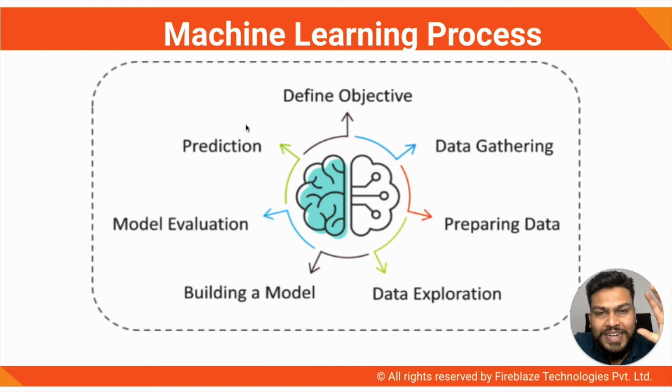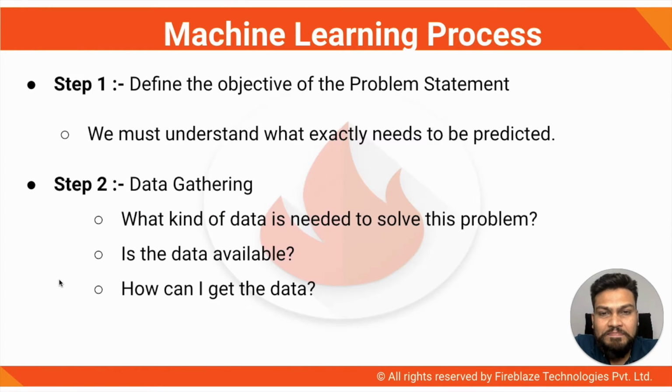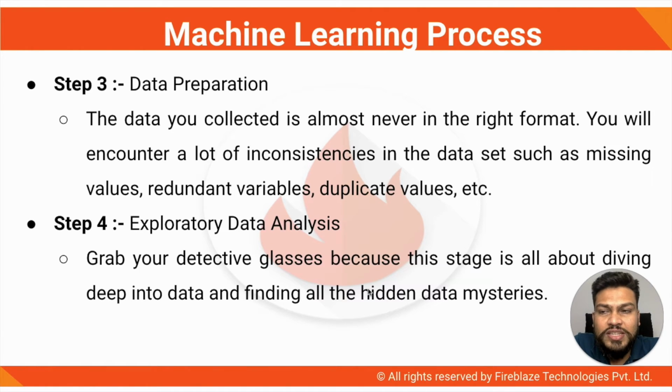I hope this entire machine learning process, or statistical process, or life cycle of a project is clear for everyone. So just to iterate, the first step is to define the objective. We must understand exactly what we are trying to predict. The second step is data gathering. We want to understand what kind of data is needed to solve the problem. Is the data available or not? How can I get the data? All these questions are to be solved.